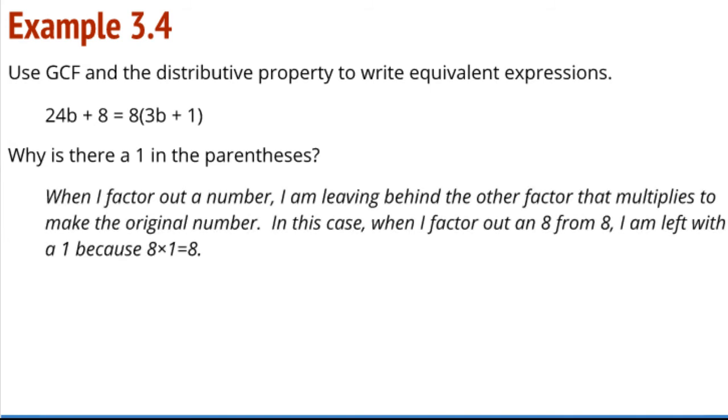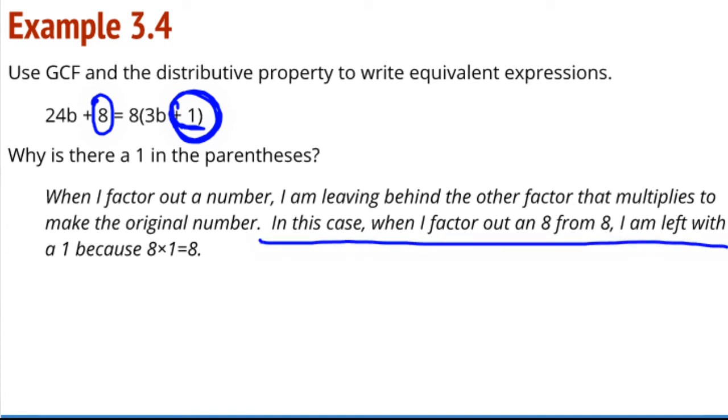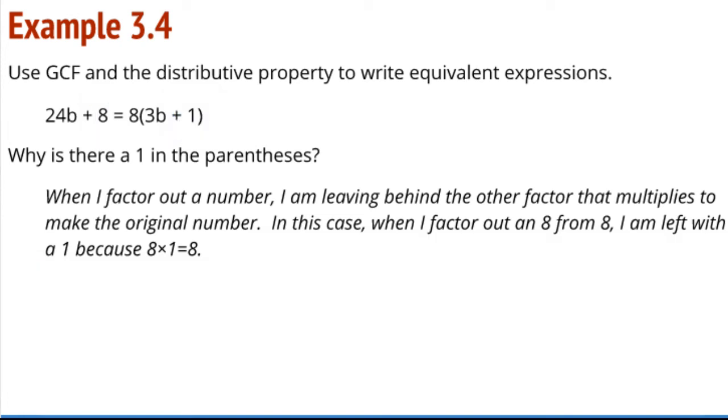Well, when I factor out a number, I'm leaving behind the other factor that multiplies to make the original number. And this gets into the question of when do I need to pay attention to the factor of 1? Well, in this case, if I just take the 8 out and leave nothing here, I have pretended as though there was never an 8 there. So I need to use the 1, the other factor, to show that I want an 8 there. So in this case, when I factor an 8 out from 8, I'm left with 1 because 8 times 1 equals 8. So there are times when we have to pay attention to factors of 1.